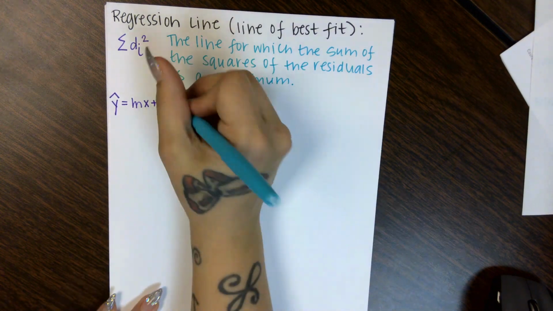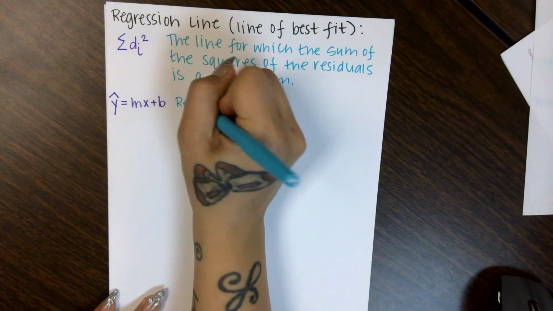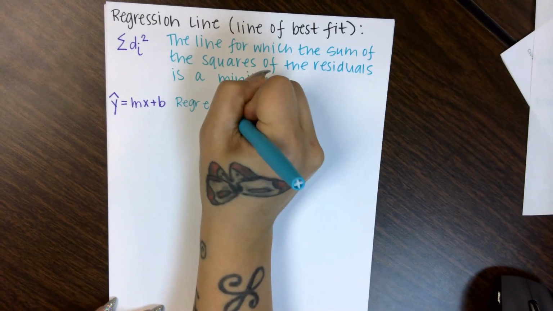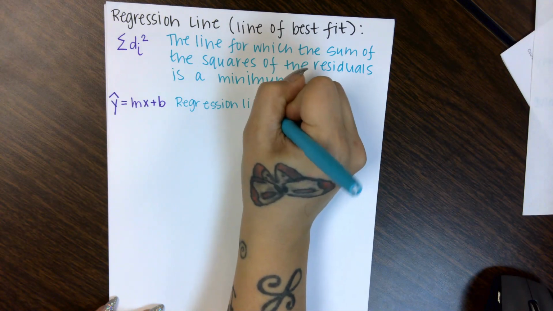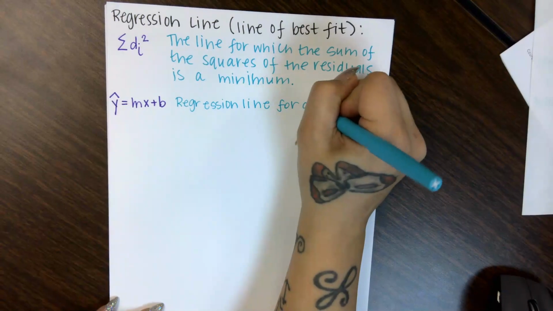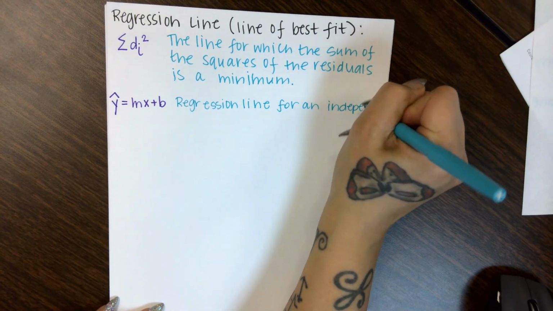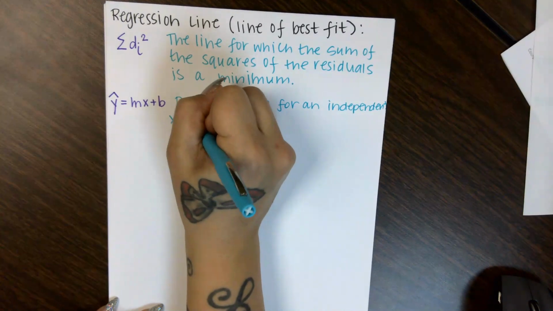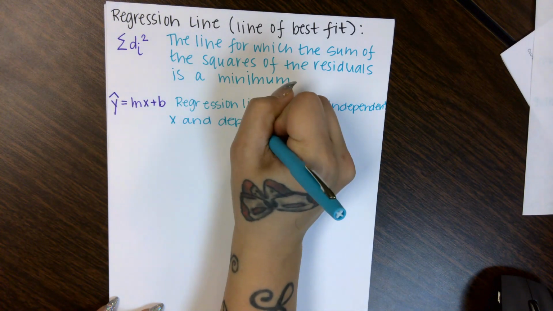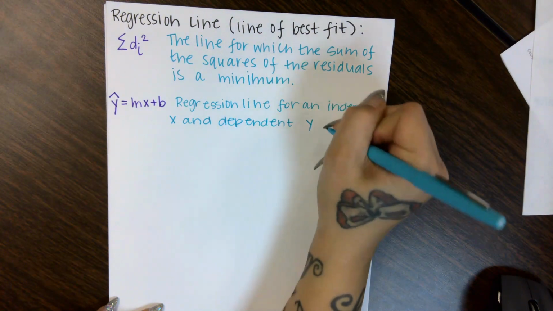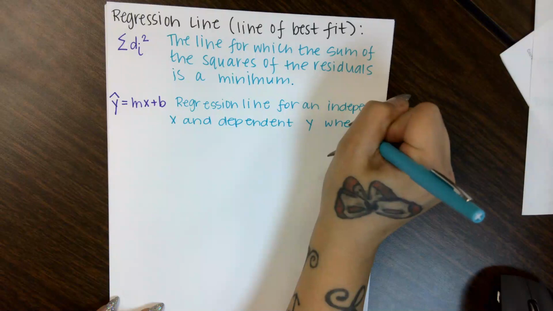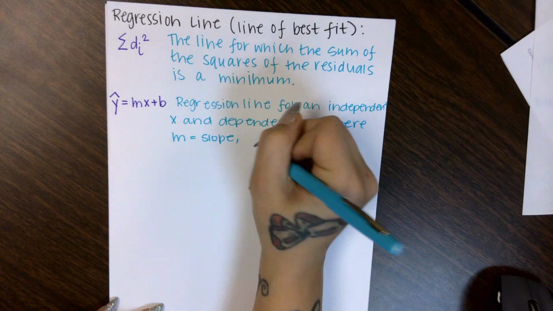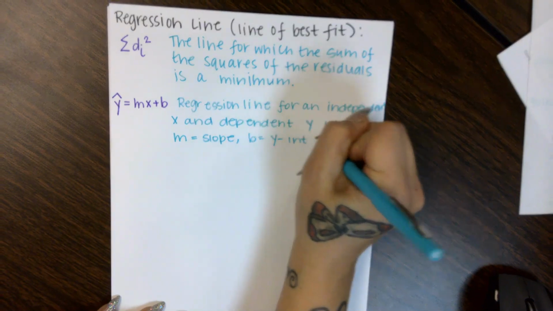So, this is a regression line for an independent x, I totally ran out of room, and dependent y. Okay, so we know that m equals slope, right? So this is where m equals slope, and b equals our y-intercept.